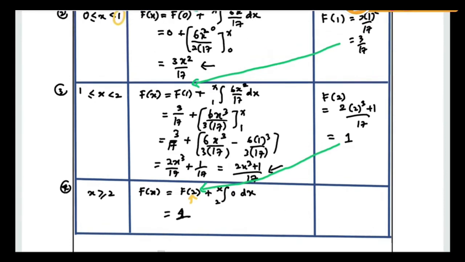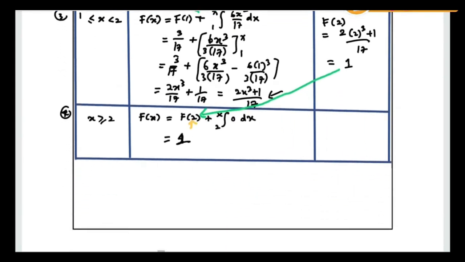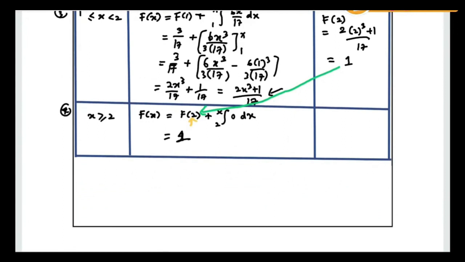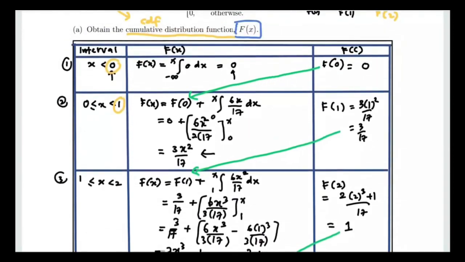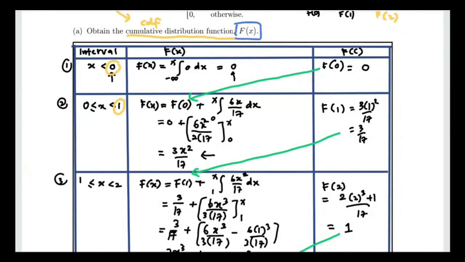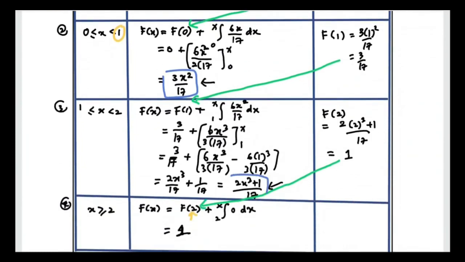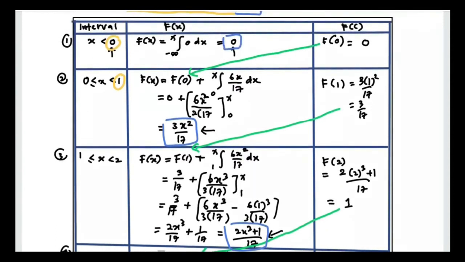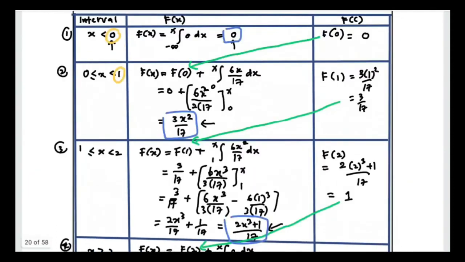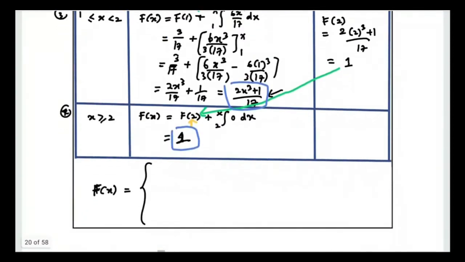Alright, so we have done the CDF. And then write down the final answer. You have to write it down in piecewise form. So f of x equals, okay, just copy down all the CDF that we have found, starting from 0 and then followed by this one, followed by this one, and ending with 1. Okay, you just copy down all these answers into the piecewise function.